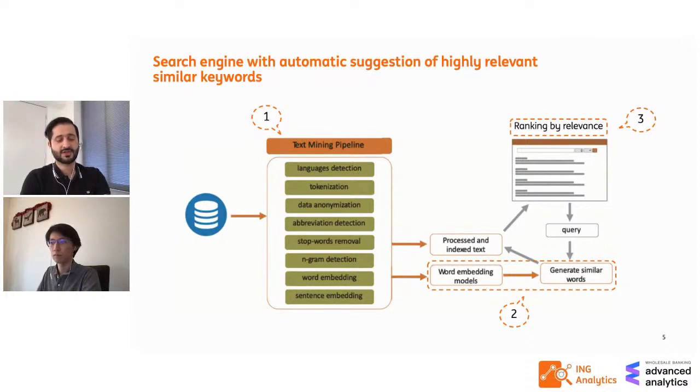This search engine consists of three main components. The first component is the text mining pipeline. The second one is our word embedding, from which we generate similar words. And the last one is how we rank our retrieved documents in terms of relevancy. I will be focusing mainly on part one and partially part two, and Boyang will be covering the rest of the presentation.